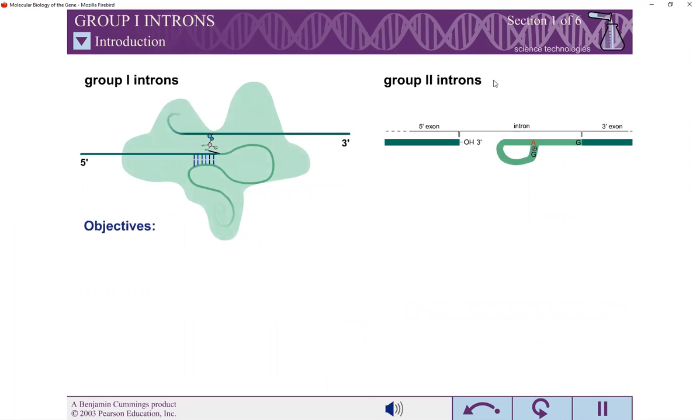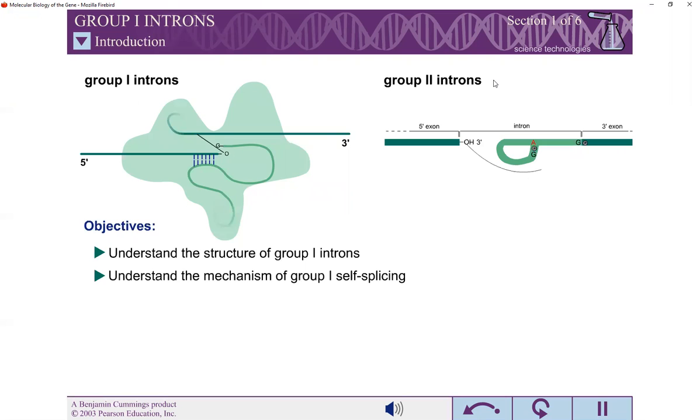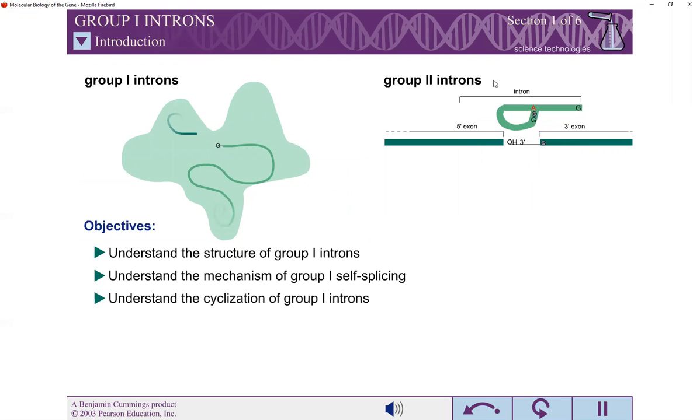When you have completed this exercise, you should understand the structure of group 1 introns, understand the mechanism of self-splicing by group 1 introns, and understand how group 1 introns use cyclization to prevent themselves from participating in the reverse reaction. Now, we must understand what a group 1 intron is, what a group 2 intron is, and how they differ from each other.